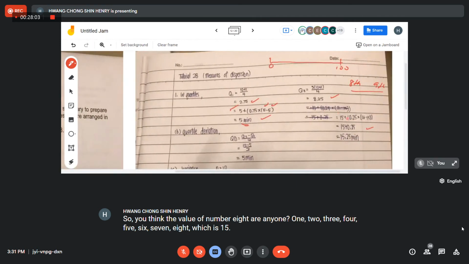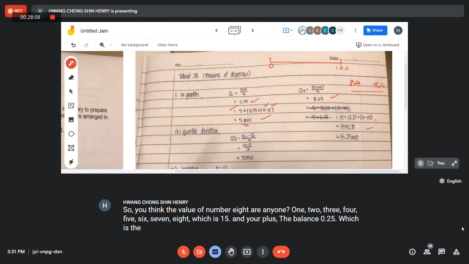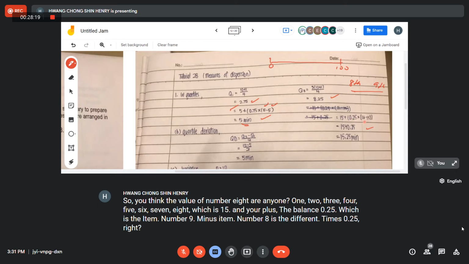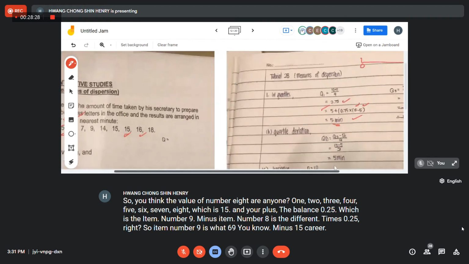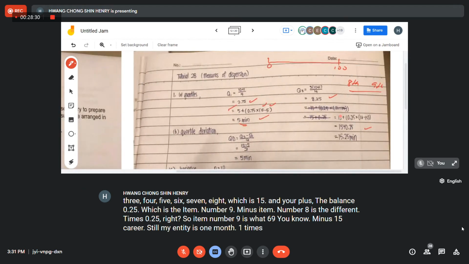Then you plus the balance 0.25, which is item number 9 minus item number 8. This is the difference, times 0.25. So item number 9 is what? 16, minus 15. Correct. 16 minus 15 is 1, 1 times 0.25 plus 15 is 15.25. This is the correct answer.